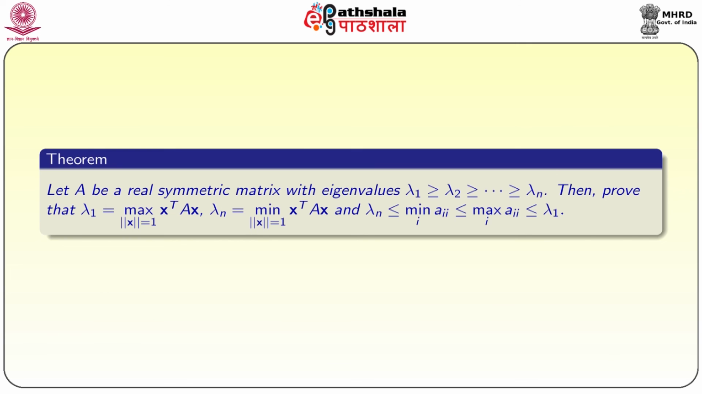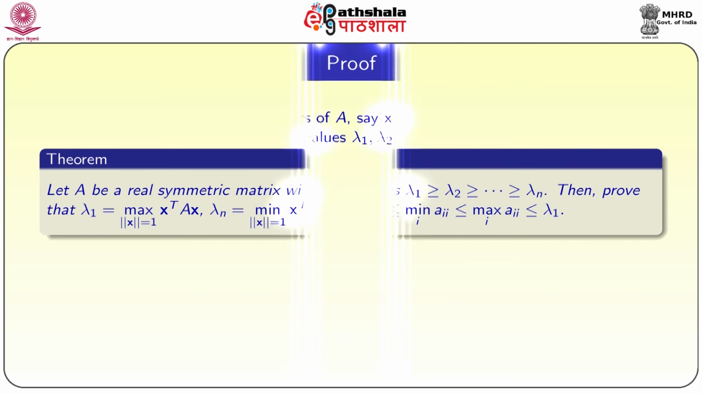Now we are going to prove another theorem. Let A be a real symmetric matrix with eigenvalues lambda 1 greater than or equal to lambda 2 greater than or equal to ... lambda n. Then we will prove that lambda 1 is equal to the maximum of x transpose A x over norm x equal to 1, lambda n is equal to the minimum of x transpose A x over norm x equal to 1, and lambda n is less than or equal to the minimum of the diagonal entries a_ii of A, less than or equal to the maximum of the diagonal entries of A, less than or equal to lambda 1.